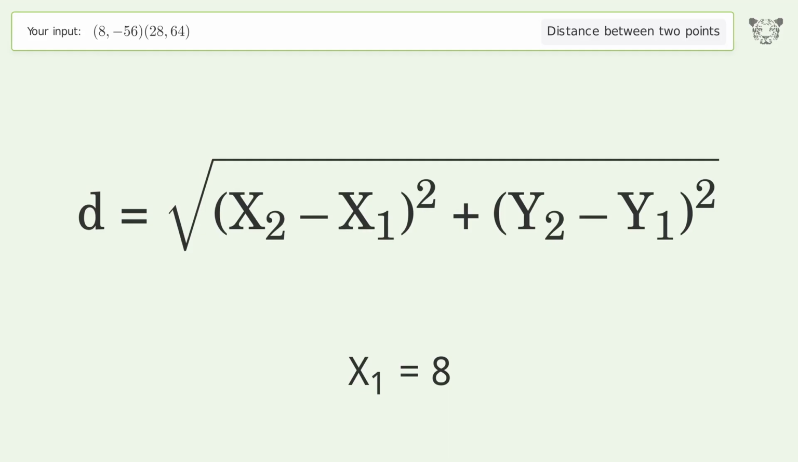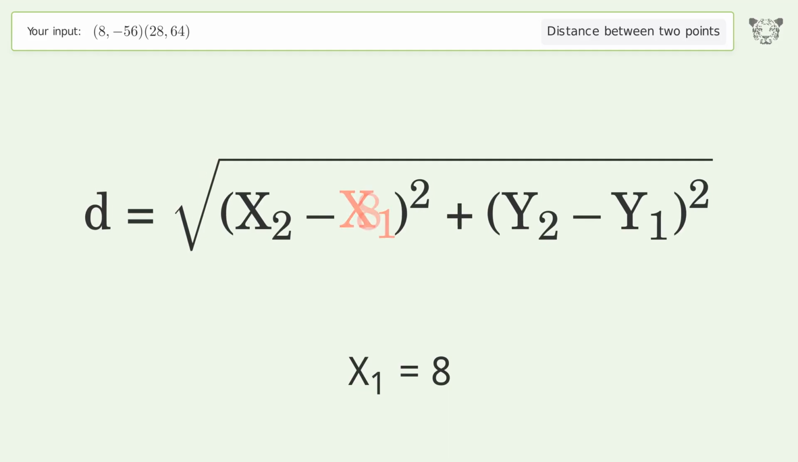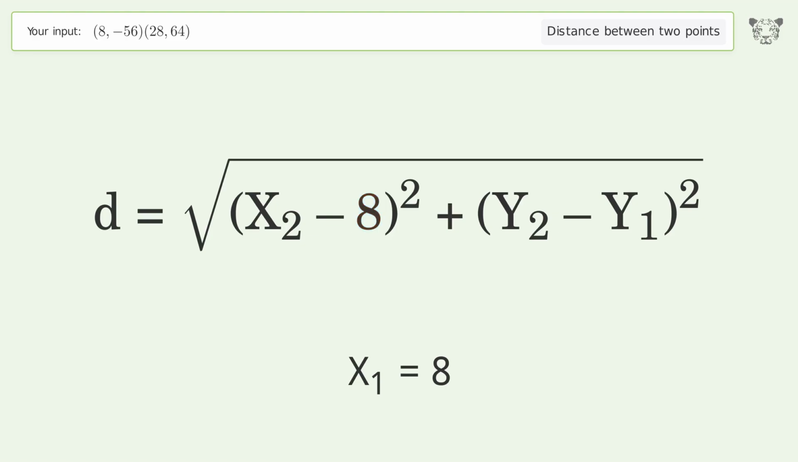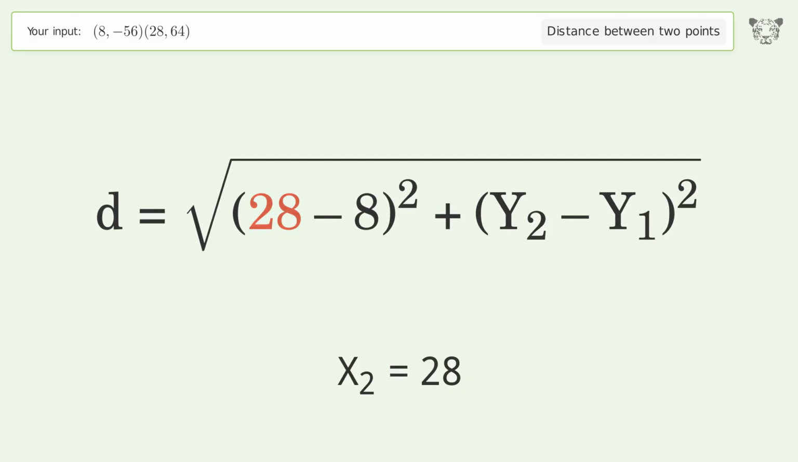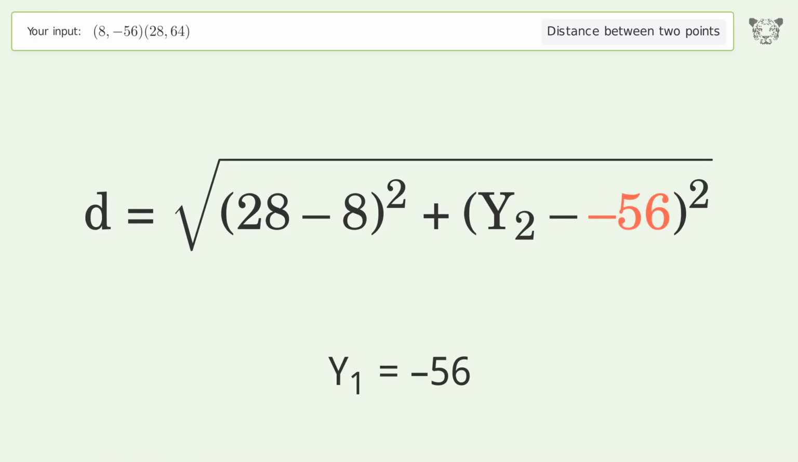x1 equals 8. x2 equals 28. y1 equals negative 56. y2 equals 64.